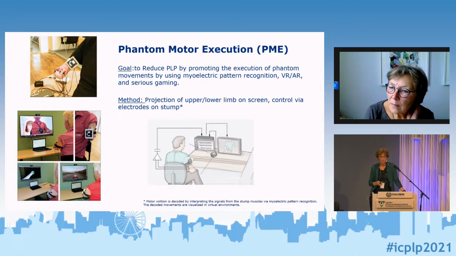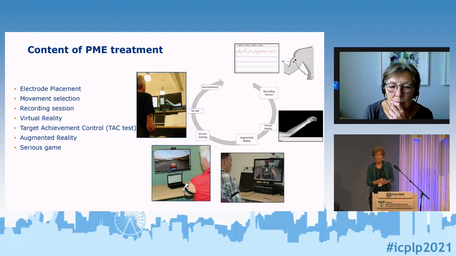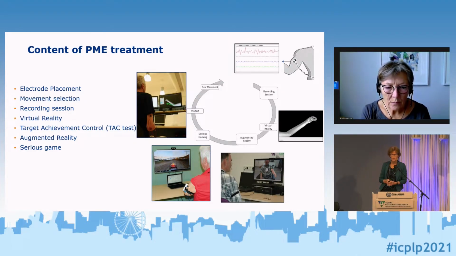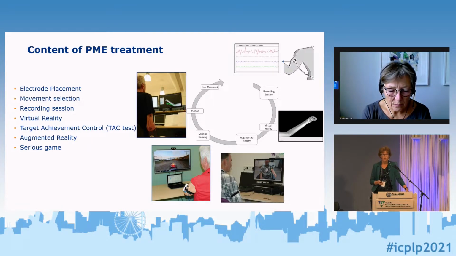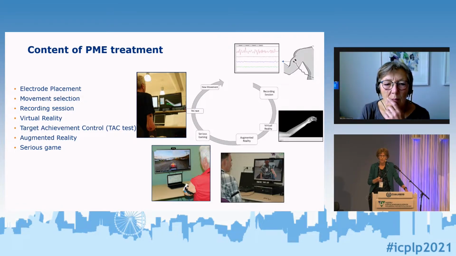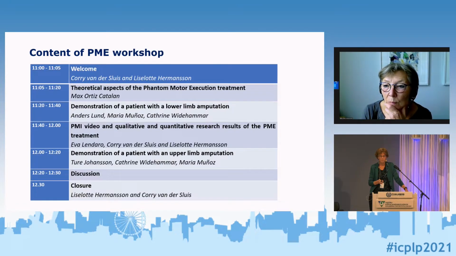You see some pictures on the left, and this is what we are going to show and demonstrate in this workshop. The content of the PME treatment is first electrode placement, then movements are selected, the sessions are recorded, and then the actual training starts with virtual reality, the target achievement control or TAC test, augmented reality, and also serious games can be played. All this content will be shown in the demonstrations further on in this workshop.